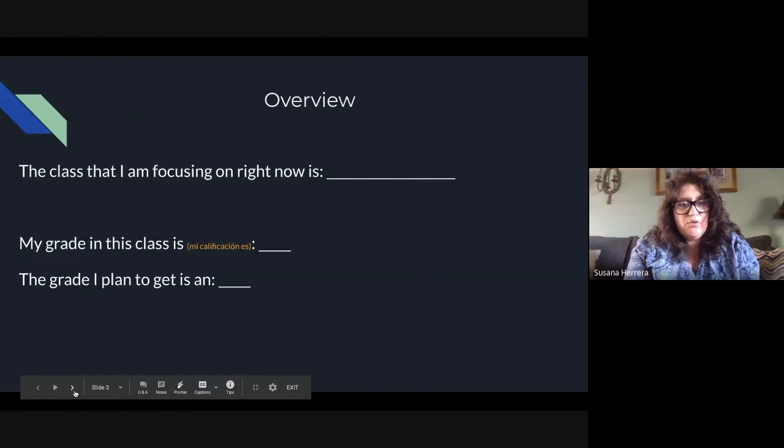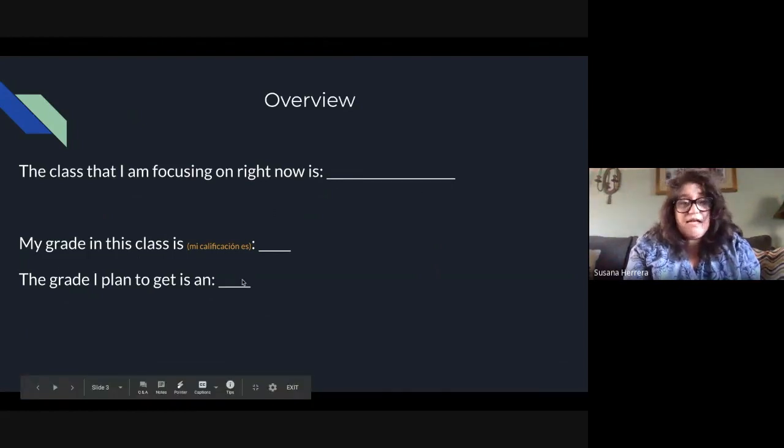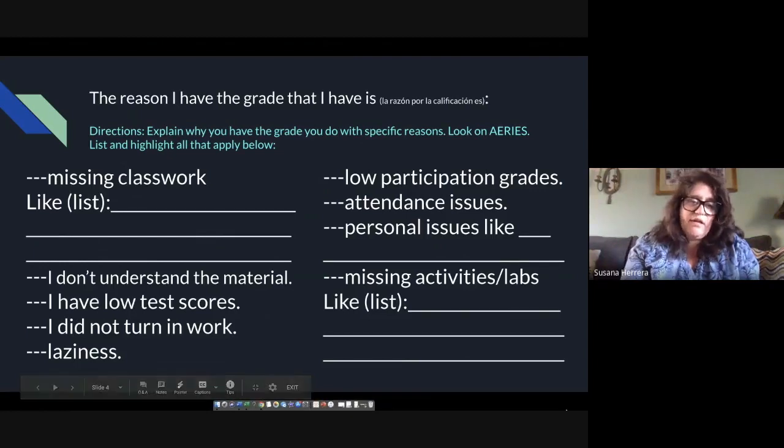Then we move on to the class they're focusing on, which would be yours, right? So for Mr. Figueroa, it would be French 1 or 2. My grade in this class is the grade that they have, the grade that they plan to get in the class by the end of the semester, and then the reason why they have the grade that they do right now. They would highlight or list all of the things that apply to why they have the grade that they do. Then they would go over that with you.